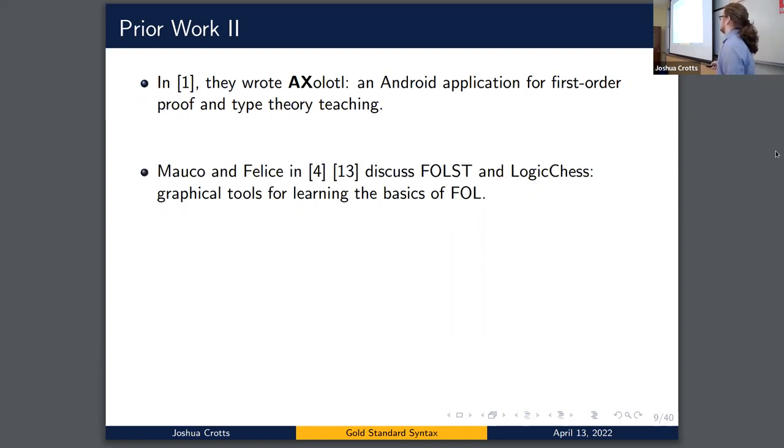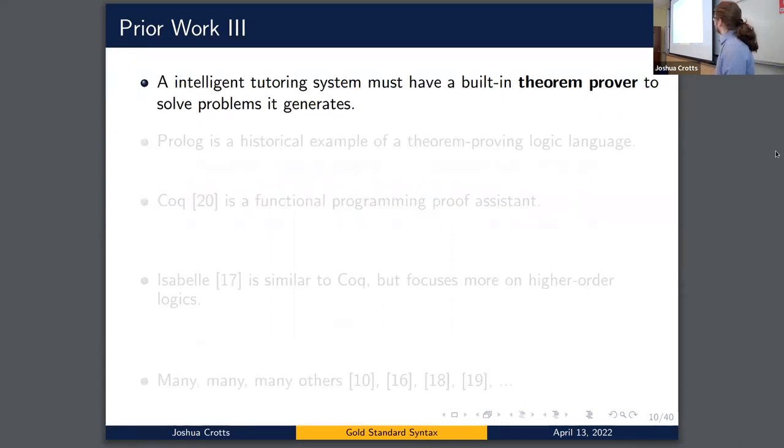On a different, but related note, there's False and Logic Chess, which are graphical applications that let you learn first order logic. Let's take Logic Chess, for instance. You're given a chessboard and you can use predicates to define the state of the board. So "is below" can be a predicate, and you can say the queen is below the rook, something like that. It's a nice little graphical application.